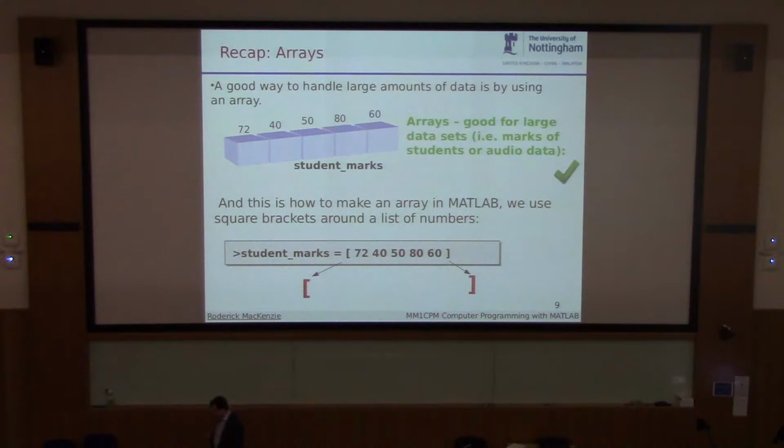I said arrays are just like a variable, except they store basically a list of numbers rather than just a single number. So for example, we could define the array of student marks, imagine we wanted to store all these student marks, 72, 40, 50, 80, 60. We could just store these in this single array, student marks, by going student marks equals, open square bracket, it's a square bracket, you've just got to remember that, then the numbers you want to store, 72, 40, 50, 80, 60, close square brackets, and you've done it. You've defined a 1D array.